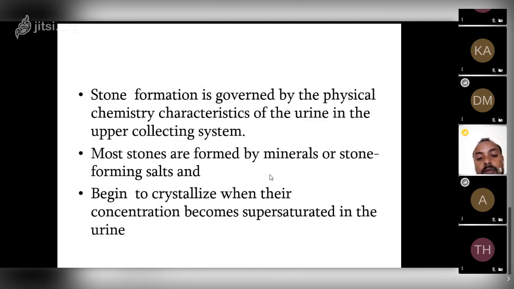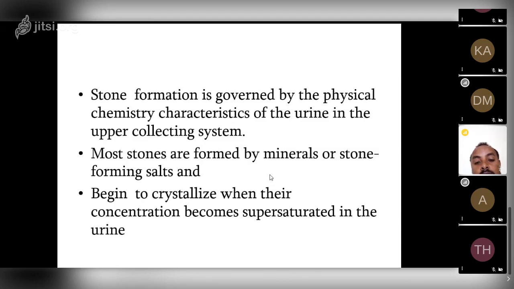So stone formation is governed by the physical chemistry characteristics of urine in the upper collecting system. Most stones are formed by minerals or stone-forming salts and begin to crystallize when the concentration becomes supersaturated in the urine.